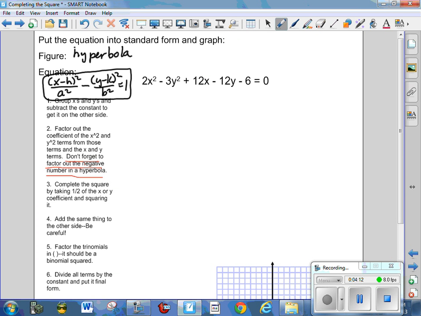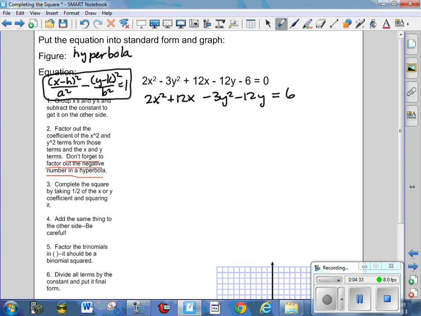So first step is to group together the x's and y's, because we have to do those separately. So I'm going to group together 2x squared plus 12x, and then minus 3y squared minus 12y, and then I'm going to add the constant to the other side. So I add 6 to the other side.